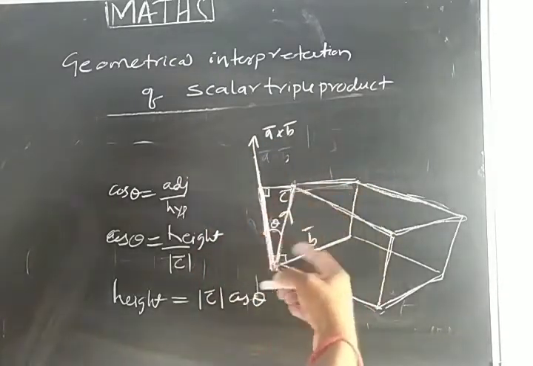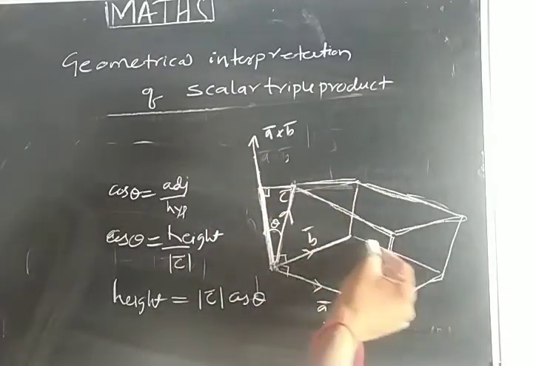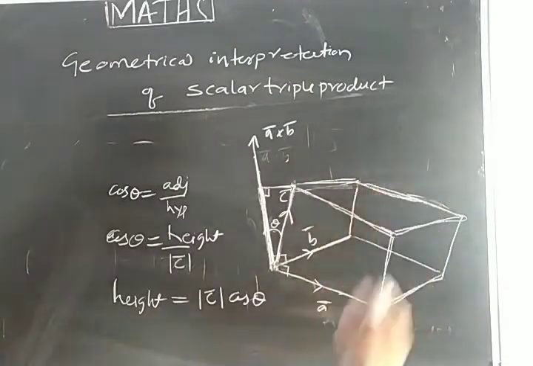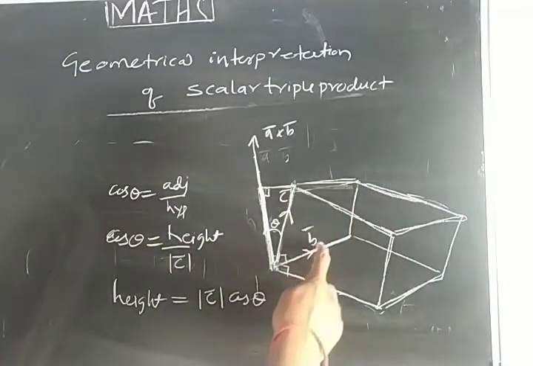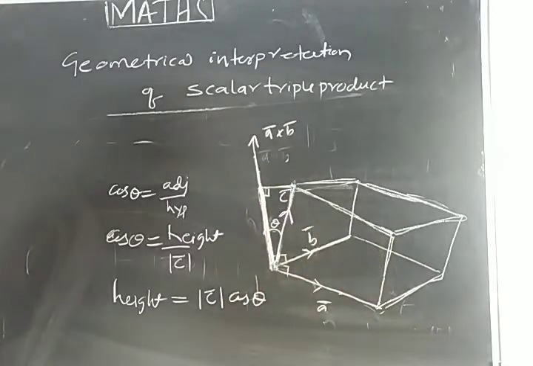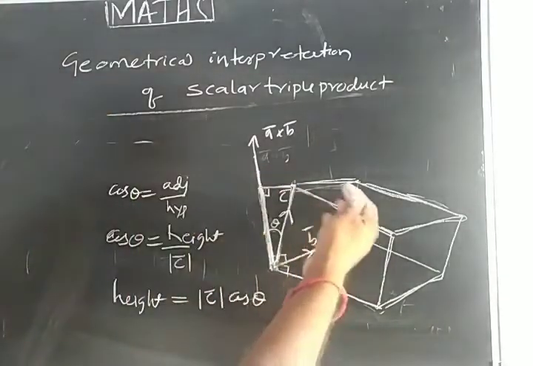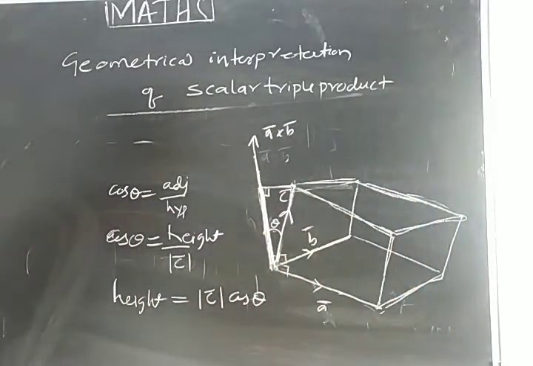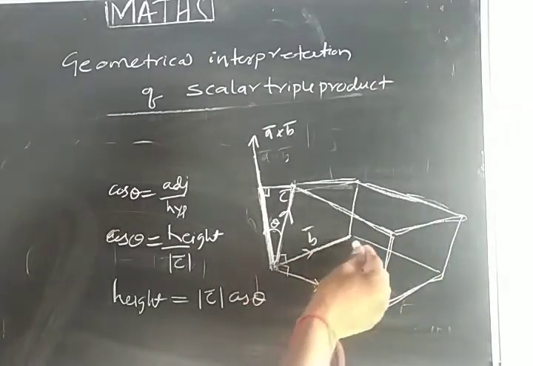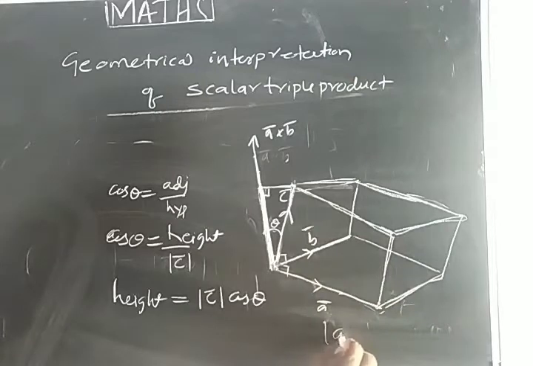If you know the height of the box and the area of the bottom, then base area into height of the box will give the volume of the box. Now I need the volume of this parallelepiped. What do I have to do? I have to find the area of the parallelogram, which is the base. How to find the area of the parallelogram? Modulus of A cross B bar.